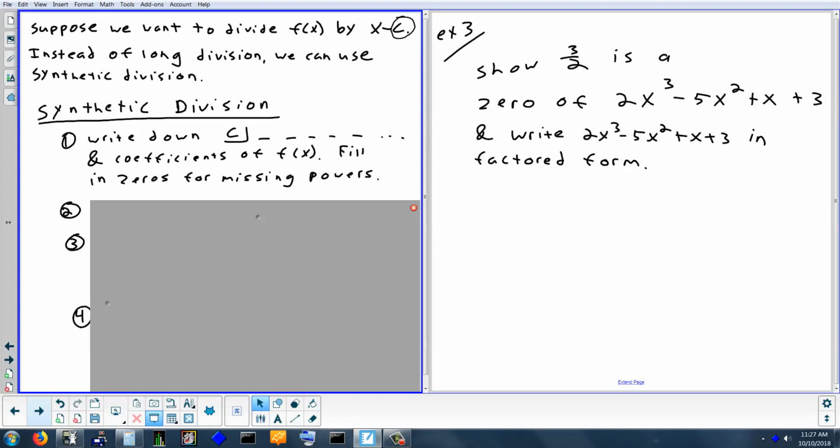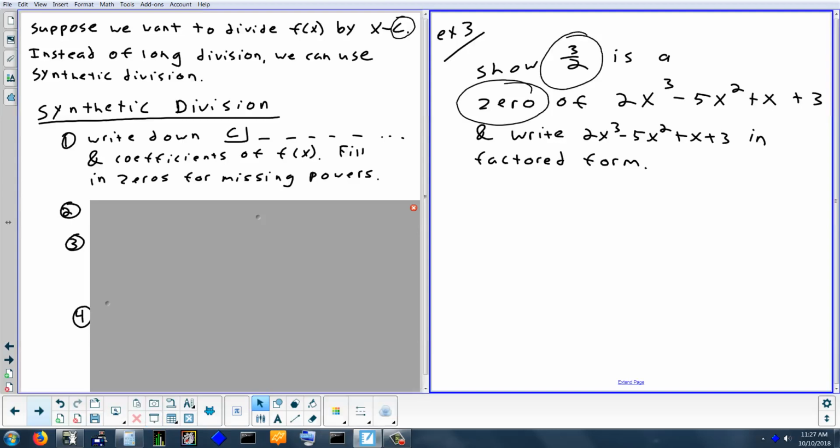Okay, so let's look at our problem. I don't see any missing powers: cubed, squared, linear, constant. So that part's good. And the directions say show that that is a 0. Show that 3/2 is a 0, which means show that 3/2 is a root. Show that 3/2 is an x-intercept. Those all mean the same thing. But there's one other way we can show it, and that's how we're going to use synthetic division.